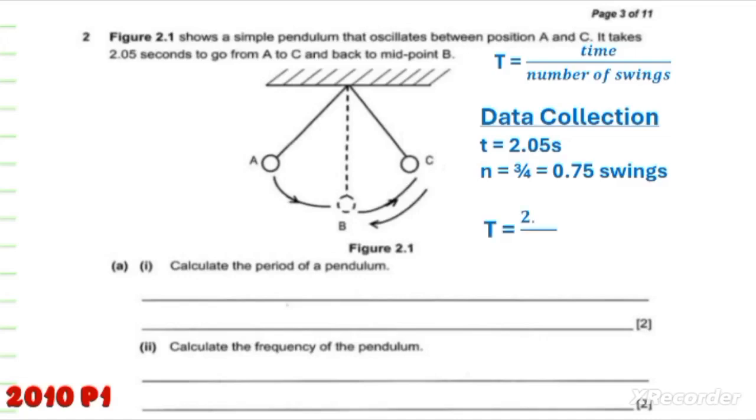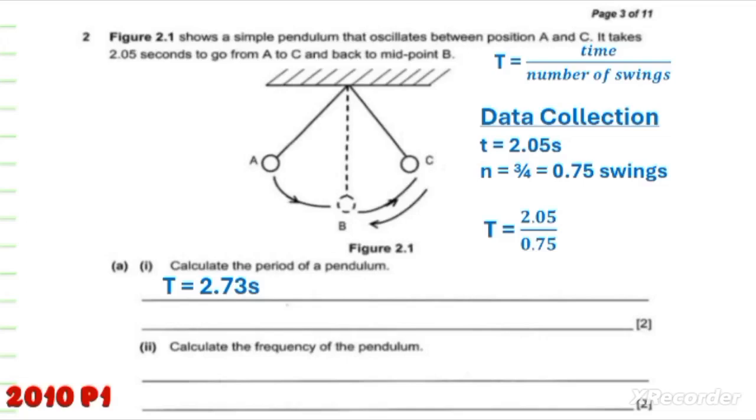Swings. So therefore, we are going to say 2.05 divided by 0.75. We are going to get 2.73 seconds. As you can see, we have found the period of the pendulum.